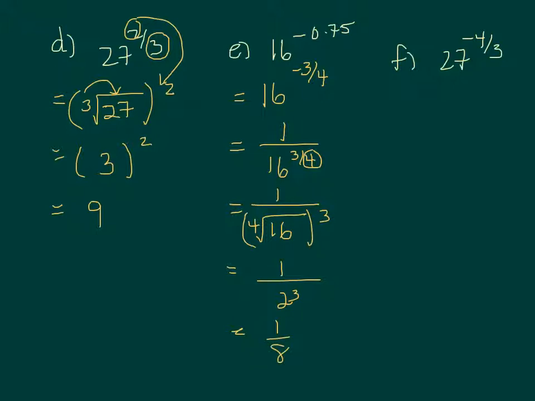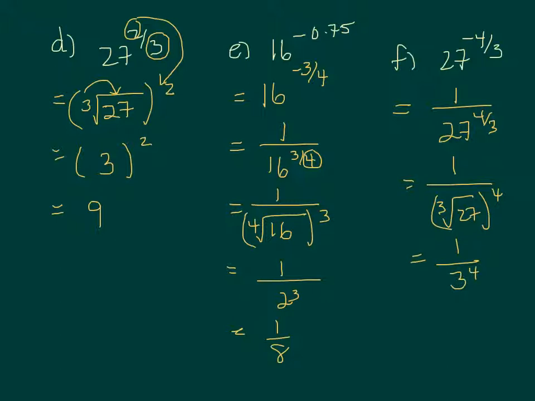Now that you've had a chance to see how we did that one, perhaps you'd like to pause again and try the last one. Okay, this is going to be done much the same way as the previous one. 1/27 to the positive 4/3. Rewrite it as the cubed root of 27 to the 4. And 1/3 to the 4, which is 1/81.